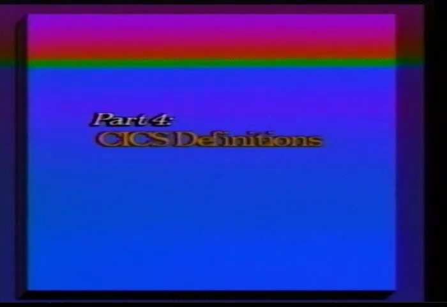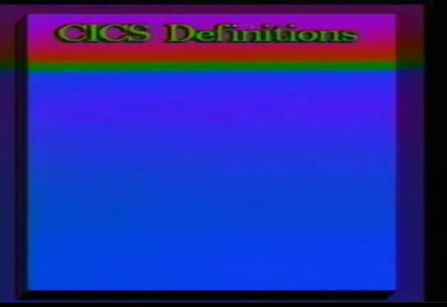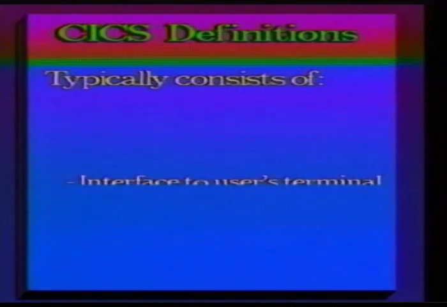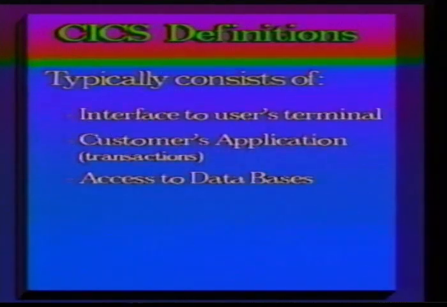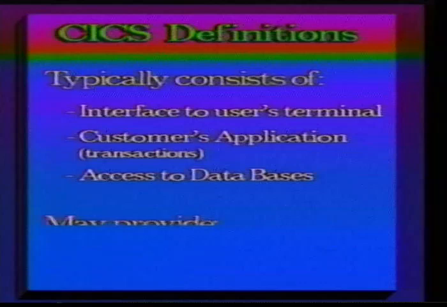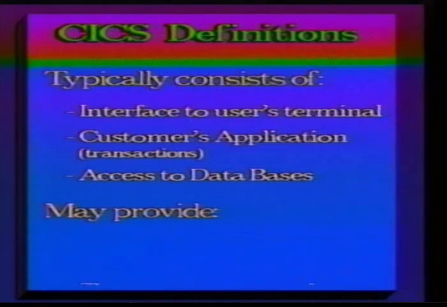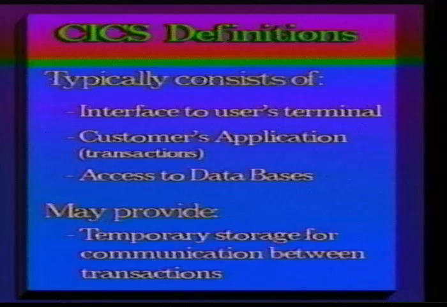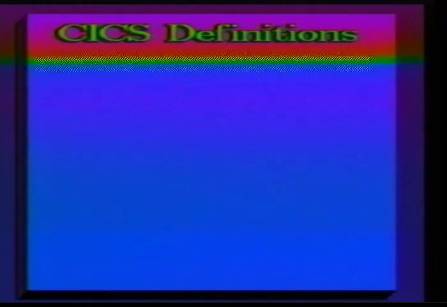This presentation provides a description of a CICS configuration. A CICS configuration normally consists of several parts. One to handle communications with its user, customer-written transactions that perform the application's function, and code used to access the databases. The configuration may also provide a temporary storage function that allows communication between different transactions.